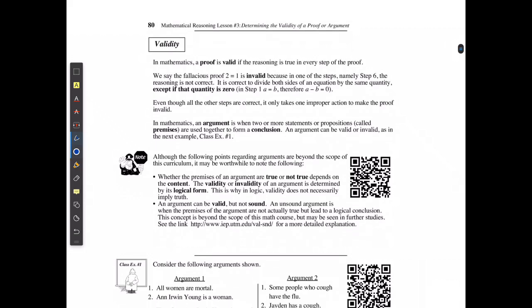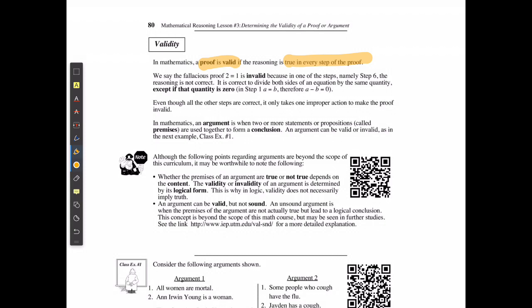So when we're talking about validity, in math, a proof is valid if the reasoning is true in every step of the proof. We can say the fallacious proof 2 is equal to 1 is invalid because of the steps, namely step 6, where the reasoning doesn't work. It doesn't mathematically reason because we can't divide by 0. Even though all the other steps are correct, it only takes one mistake in the proof for the steps doing one thing that mathematically does not work in order to disprove it.